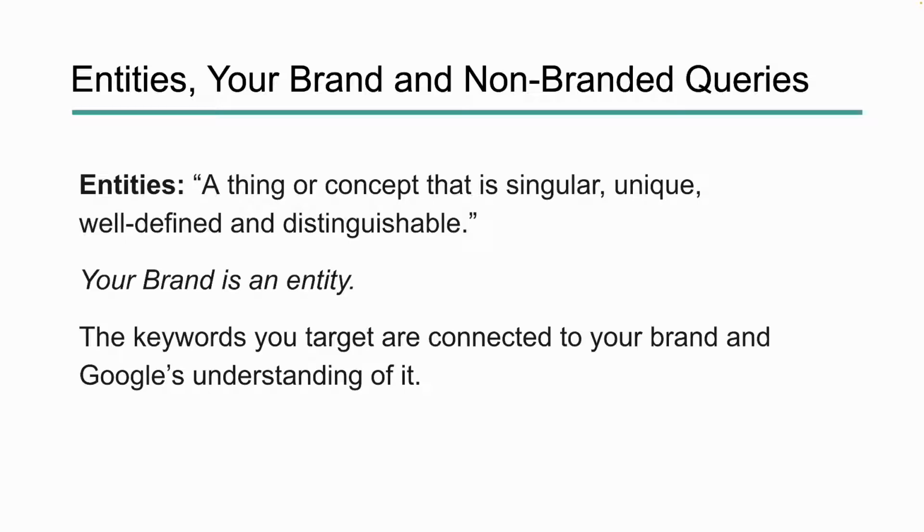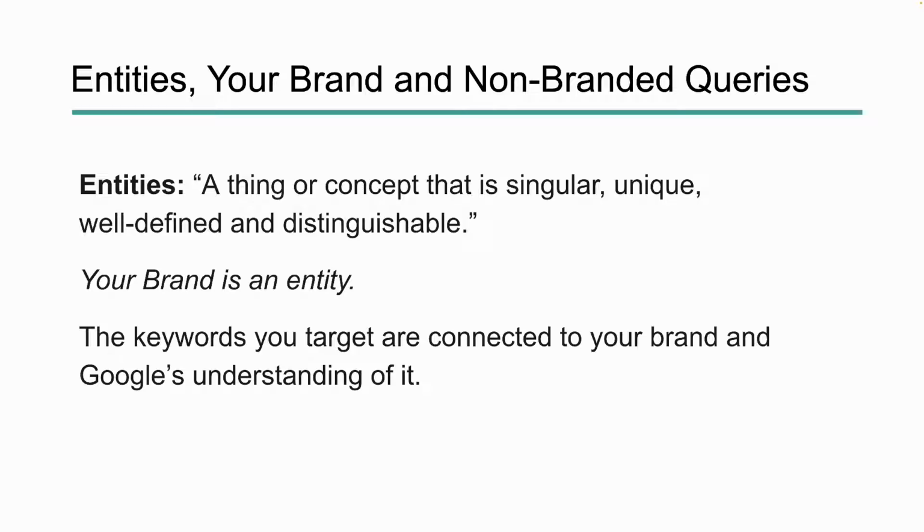But in the same regard, so is our brand. SMA Marketing is an entity. It's a thing. It's a concept. It's singular. It's unique. It's well-defined and it's distinguishable. And those keywords that we're targeting are also connected and related to our brand. They're related to our brand's entity and how Google understands it, because those keywords describe our brand. So those keywords and our brand are very closely related when we look at the world of linked open data and knowledge graphs, as Google does, and how those things start to work and play together.